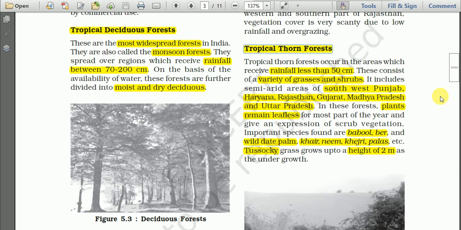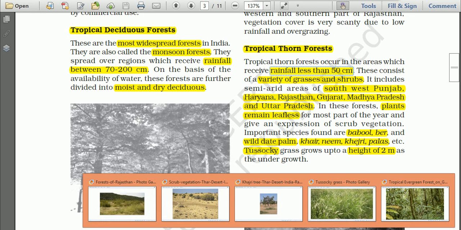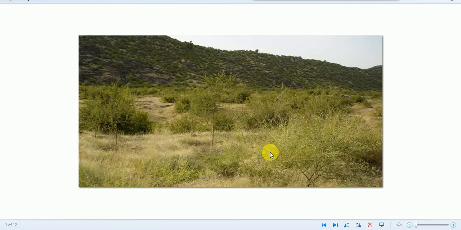Then next we have tropical thorn forests. Tropical thorn forests occur in areas which receive rainfall less than 50 centimeters. Here it is mainly found in Rajasthan. See here, this is a photograph showing forest of Rajasthan, and this is found in these semi-desert areas where the rainfall is around 50 centimeters. We find this type of forest.